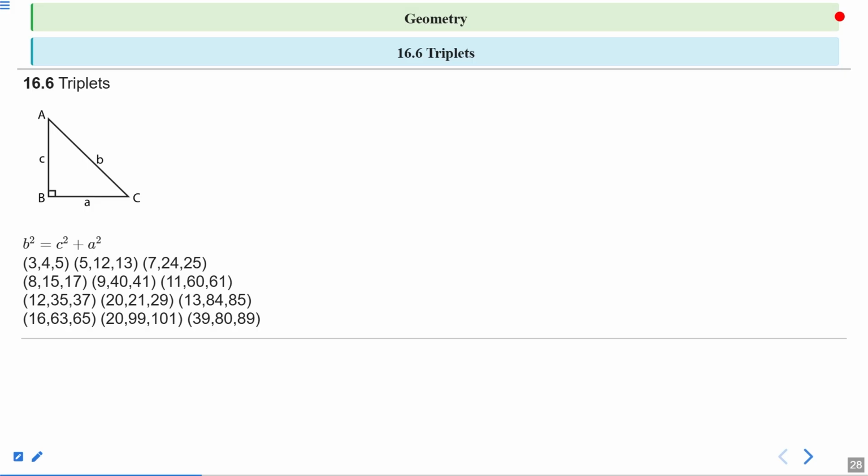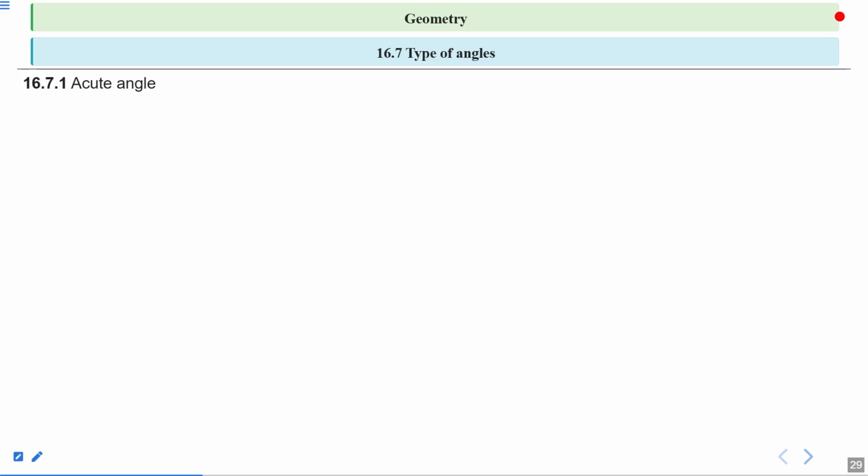Next one, types of angle. The first one is the acute angle. This is called an acute angle. An acute angle means theta will be less than 90 degrees, so theta will be more than 0 and less than 90.